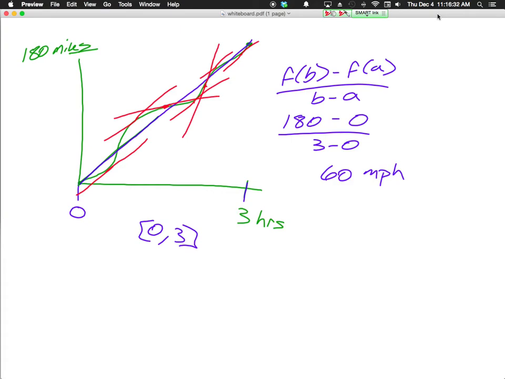So that's what the mean value theorem says. If I'm continuous and differentiable, and I can find the average rate of change, then somewhere in my interval, what has to happen? The slope of the tangent line has to be parallel. My instantaneous rate of change has to be the same as my average rate of change. Now, let's do this with some numbers.